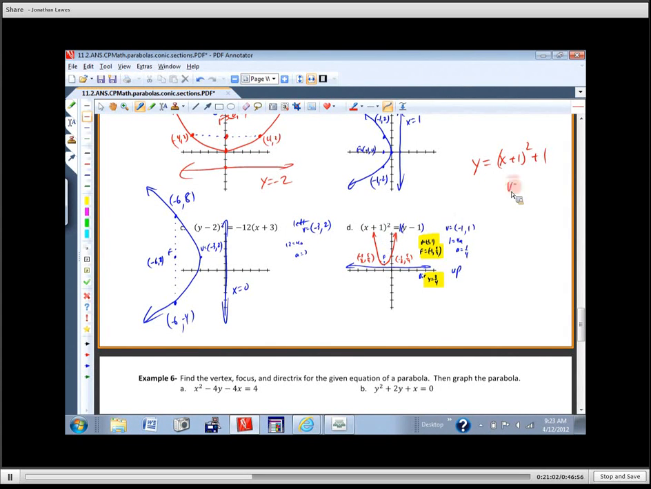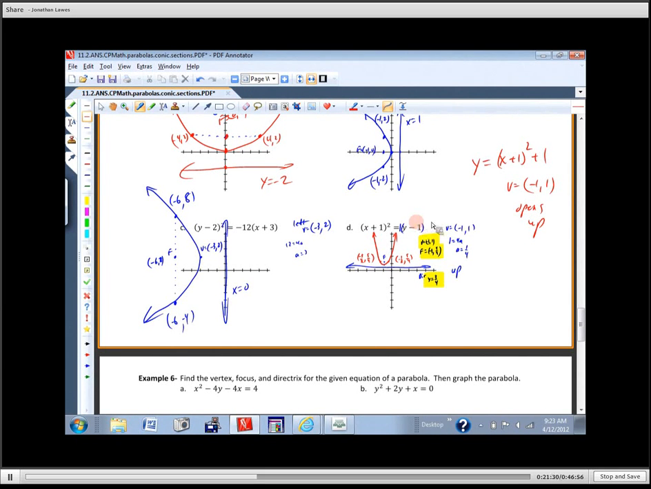Where's the vertex for this? Negative 1, 1. Opens up. Stretched or shrunk? Is there a number in front there? Nope, it's just the regular old shape. So we'd go over 1 and up 1. From the vertex, over 2 and up 2 squared, up 4. Does that look like the right shape? Okay. Even using our old techniques, that works.